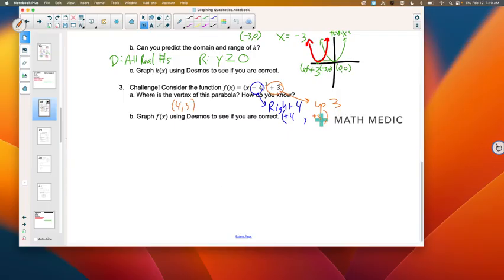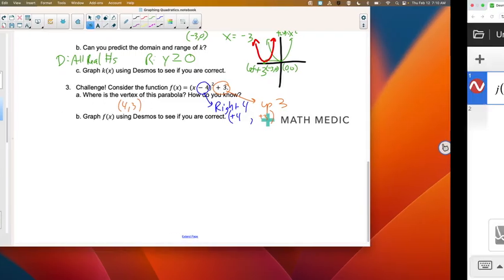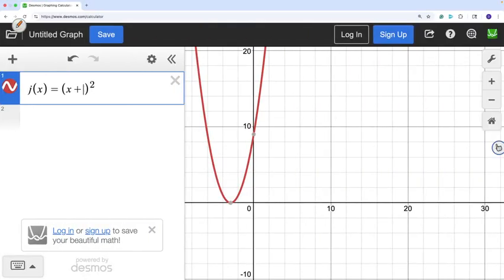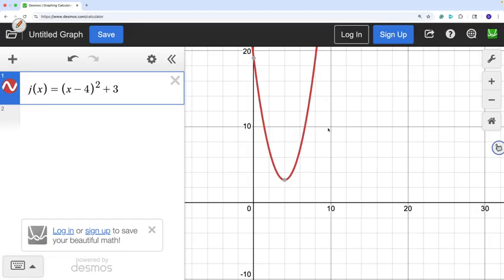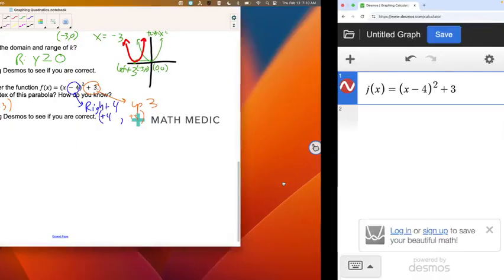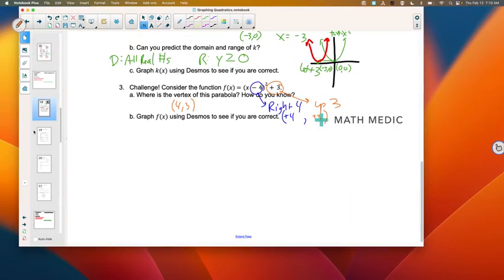How do you know? I just explained it, okay? Use Desmos to see if you're correct. We're correct, but we're going to type it in anyway. You should too. Okay, so put this minus 4 back here, and at the end, put a plus 3. And there we go. 4, 3. Right 4, up 3. All right, next page.